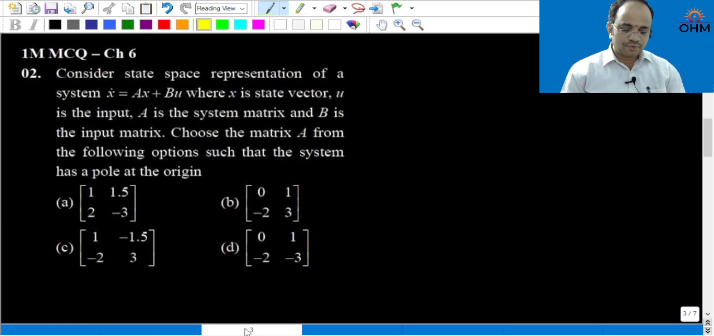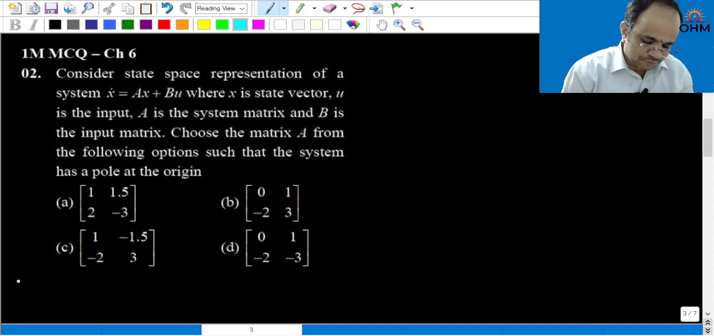Now, let us move to the next question. This is also a 1 mark question. It is a little bit lengthy. Consider the state space representation of a system x dot is equal to Ax plus Bu, where x is the state vector, u is the input, A is the system matrix and B is the input matrix. This is a common statement. Choose the matrix A from the following options such that the system has a pole at the origin.